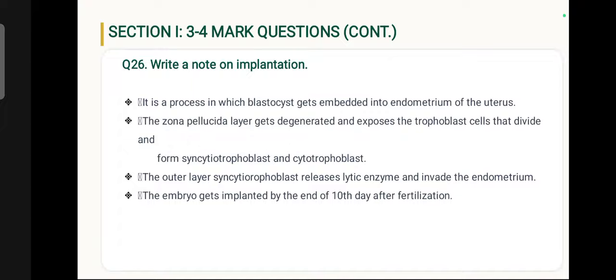The outer layer, syncytiotrophoblast, releases lytic enzymes and invades the endometrium. The embryo gets implanted by the end of the 10th day after fertilization.